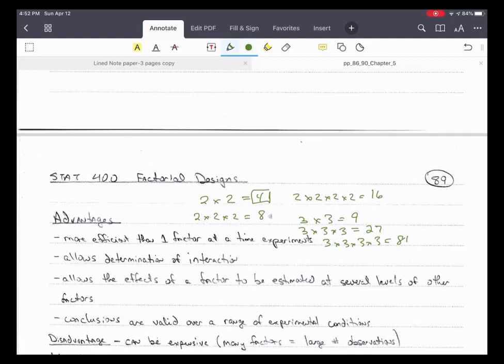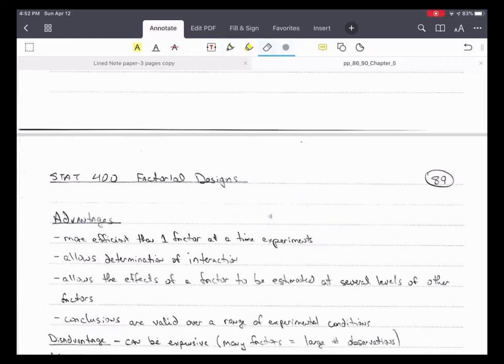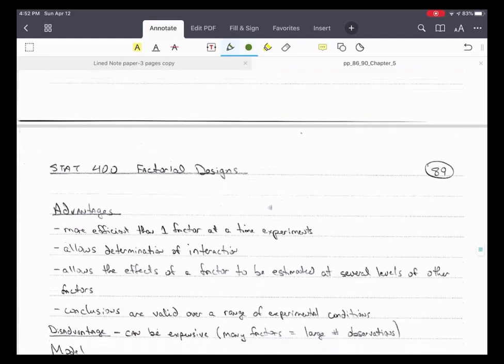So it can be expensive. And that's why people have come up with some special designs that are not as efficient or effective, but they may be good enough for certain situations. All right. So those are the disadvantages: you can end up with a lot of different tests and replications, which can cost you time and money.